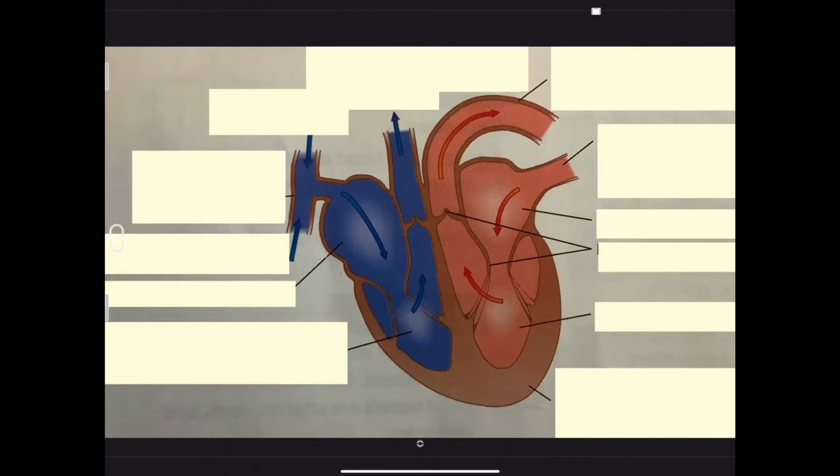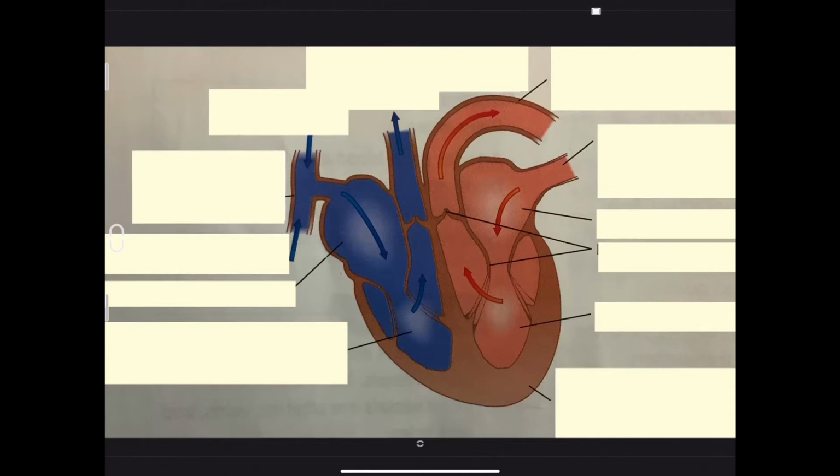Now, the right hand side is associated with deoxygenated blood, and that is why it is shaded in blue. The left hand side of the heart is associated with oxygenated blood, and that's why it is shaded in red. Notice the divider going down, splitting the heart in two. That divider stops oxygenated blood and deoxygenated blood from mixing. So this is important: you have two separate sides of the heart.